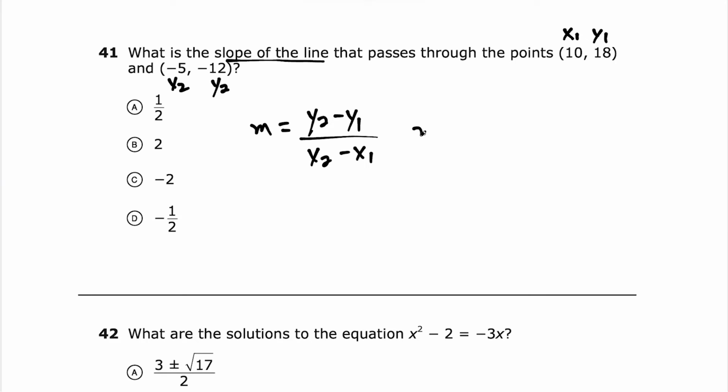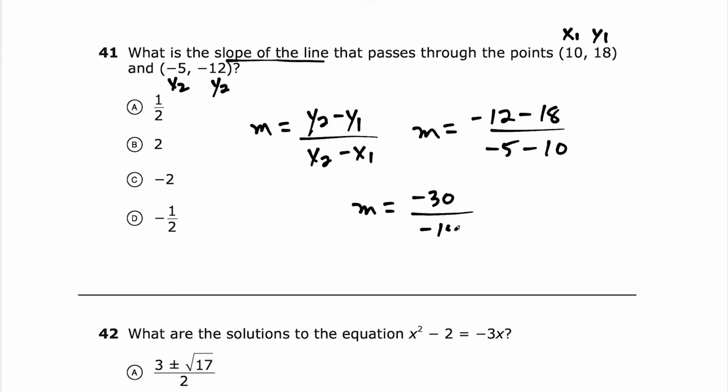So for this question here, I'm just going to plug in, and we have m equals y2 is -12, and we're subtracting y1 is 18, over x2 is -5, and we're subtracting x1 is 10. So now we just do the subtraction here. We're going to have -12 minus 18 is -30. And now we're dividing by -5 minus 10 is -15. And now a negative divided by a negative is positive, and 30 divided by 15 is 2. So this is going to match up with choice B.